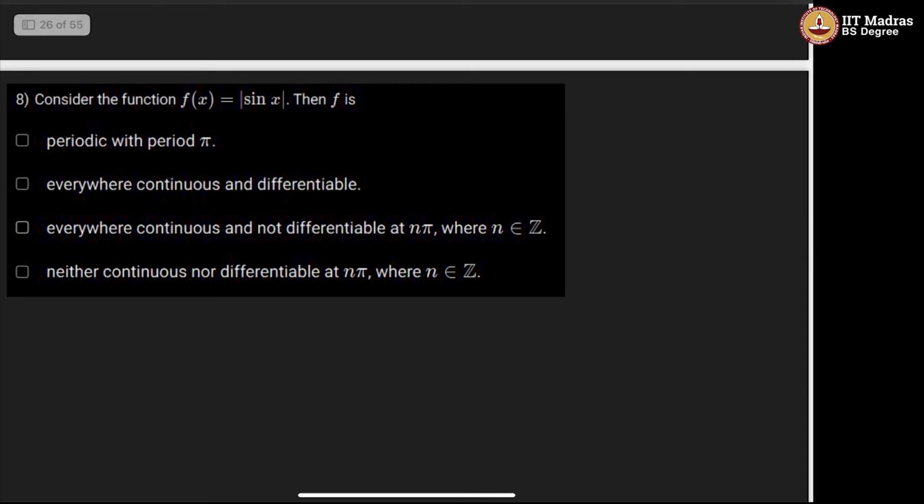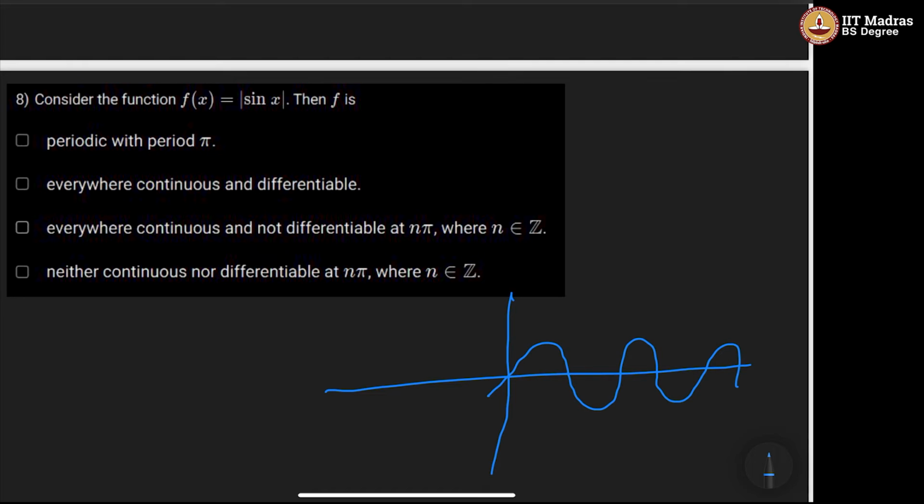Let's look at the eighth question. So we have the sine function, mod of sine x. We know that the graph of sine x looks like that. When we take a mod over any graph, we just flip the negative portion of the graph with respect to the x-axis. So if we take mod of sine x, the graph then becomes this type of thing.